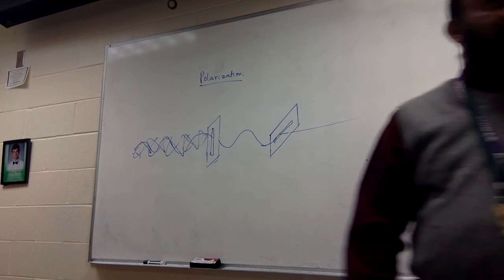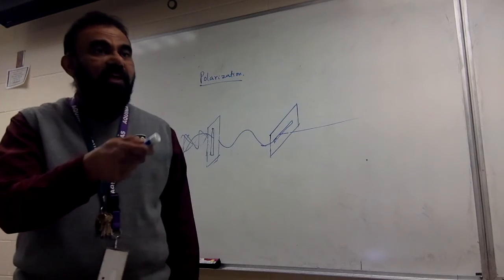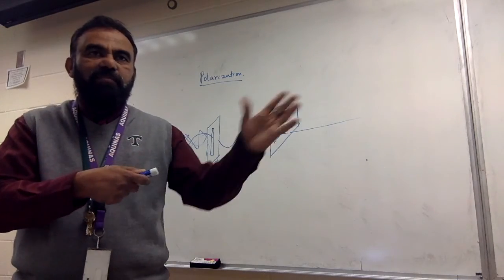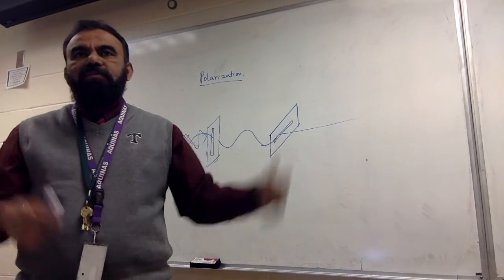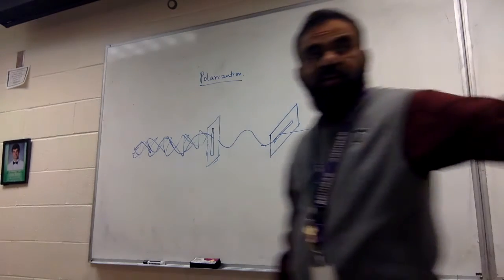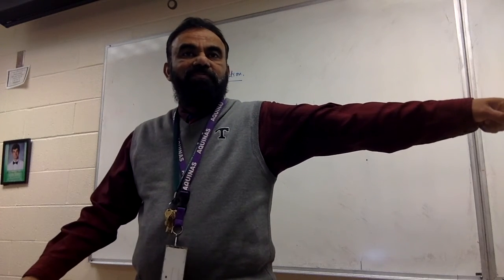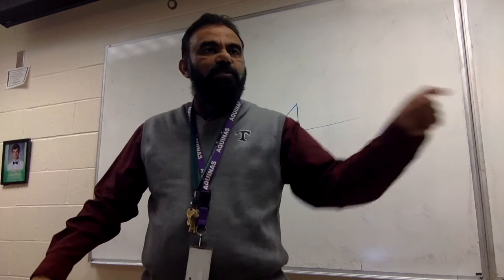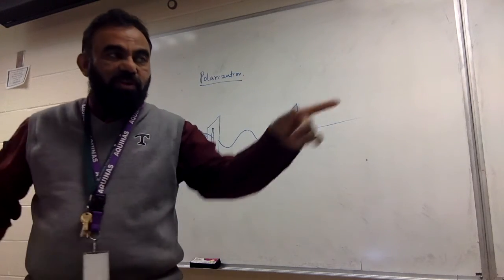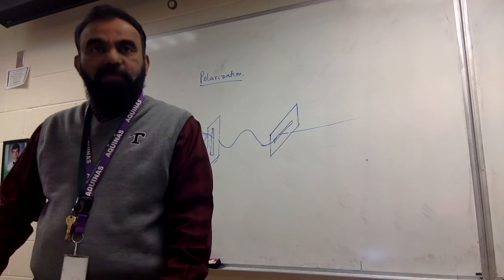Now that's also a slot. If I take these waves and make it go like this or like this, will that be passing through? Yes. So definitely there is something to do with the wavelength. There's something to do with the wavelength and the gaps. The gap must be small compared to the wavelengths. Then only you can expect this polarization to happen.